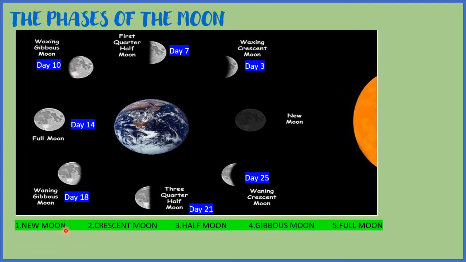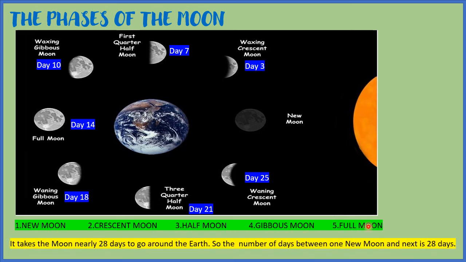The phases of the moon: new moon, crescent moon, half moon, gibbous moon, and full moon. Now it takes the moon nearly 28 days to go around the earth. So the number of days between one new moon and the next is 28 days.